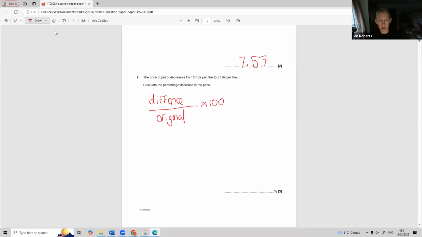Okay, so for our difference, subtract these values. £1.32 minus £1 and 2 pence is 30p, or 0.3. This is the original. Don't forget, if you did use 30p, you're dividing it by 132. You need consistent units all the time. It doesn't ask for a specific decimal place or significant figures for the rounding, so I'm going to round mine to 22.7%. But you would have got the mark for 23% as long as you rounded it correctly.